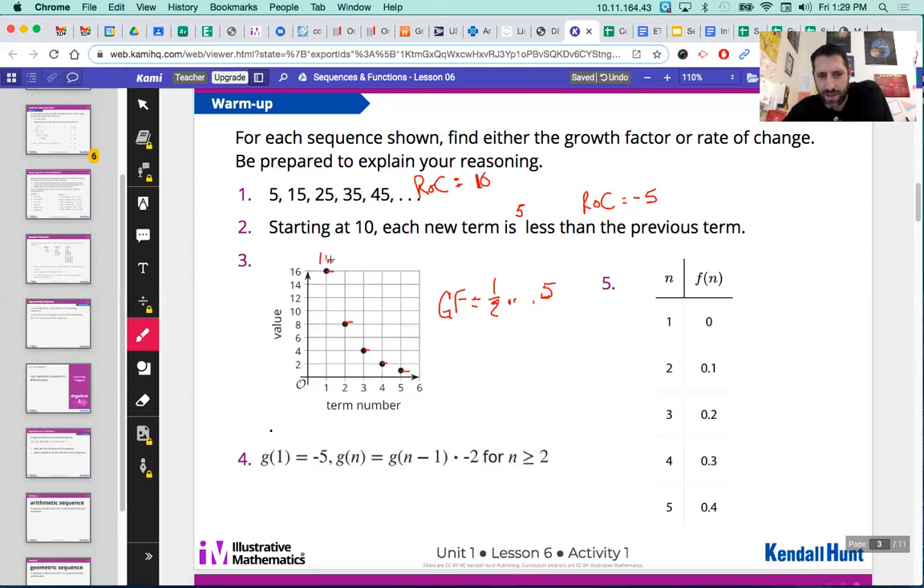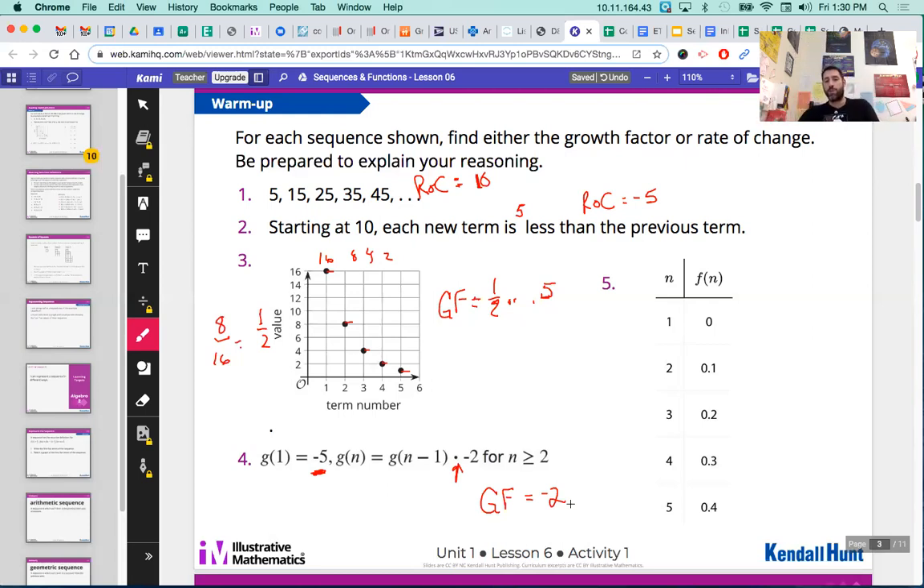If we had these written out, it's 16, 8, 4, 2. All right, remember you can take the next term over the previous term and reduce it or use a division. So 1/2 or 0.5. For number 4, this is in function form. I know I start at -5, but that's not what we're asking. We're asking about what the growth factor or rate of change is. In this case, we are multiplying by -2. That's my growth factor.